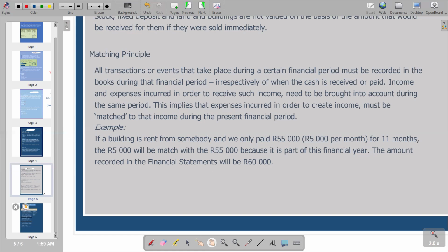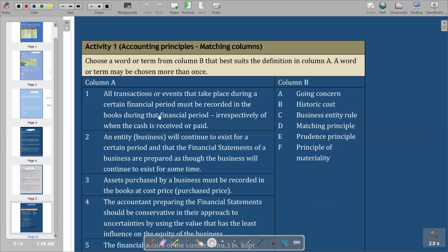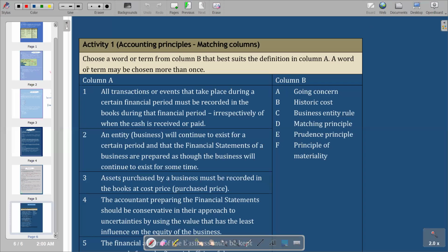And finally, we have an activity in terms of identifying the principle according to a given explanation. So we can go one by one to try to match to the principles that we are given there. It reads: choose a word or term from column B that best suits the definition in column A. A word or term may be chosen more than once. So very important to take note. You're given column A, and you are given column B.